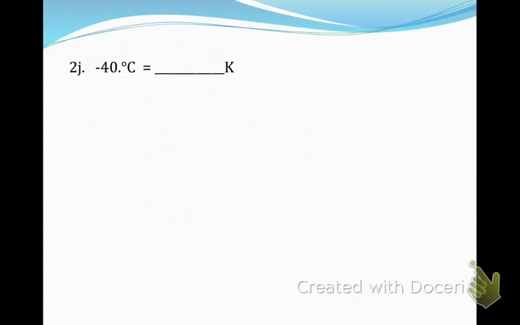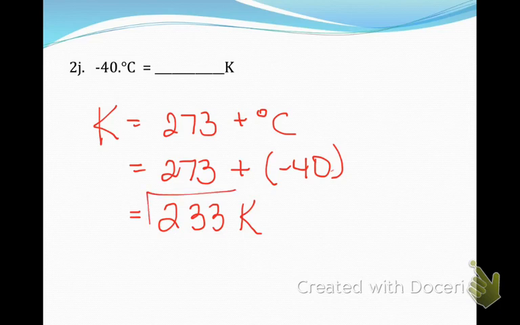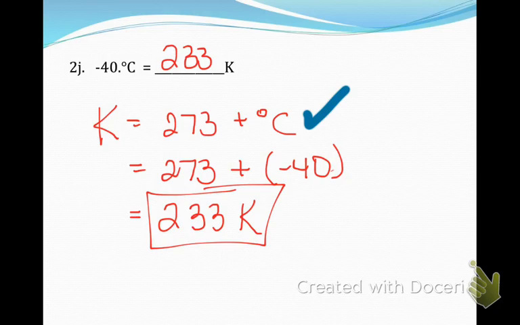Alright, and let's figure out what that is in Kelvin. So we can take our equation. Kelvin is equal to 273 plus degrees Celsius. So 273 plus a negative 40, or 273 minus 40, should give you 233 Kelvin. Alright, we've got the rearranged equation, plugged in values, the final answer with units, and a box.